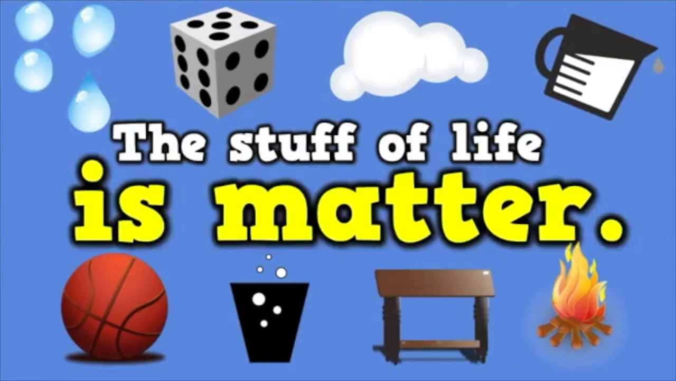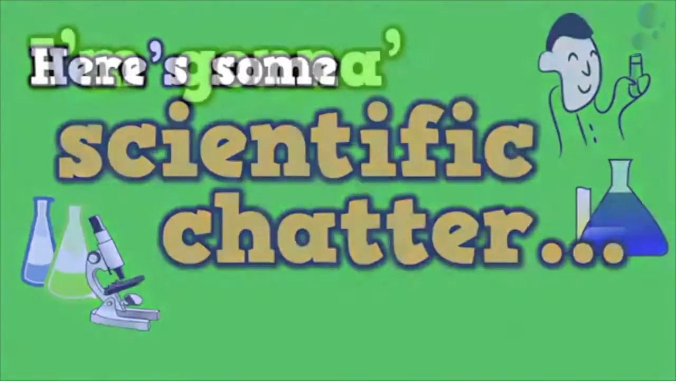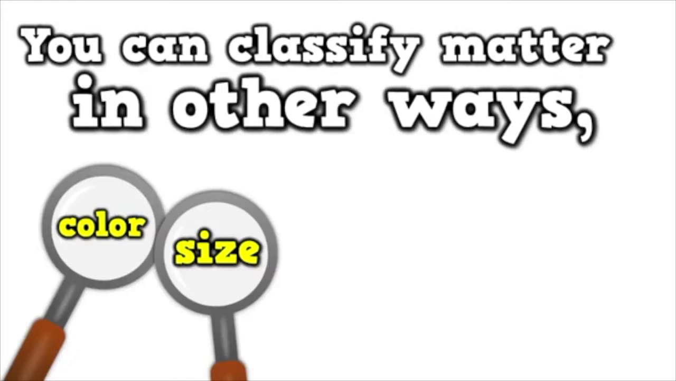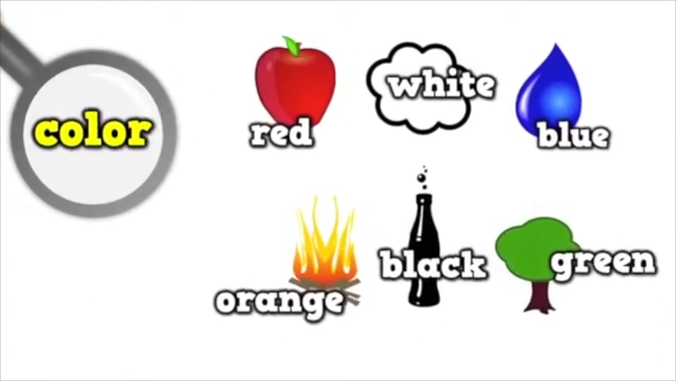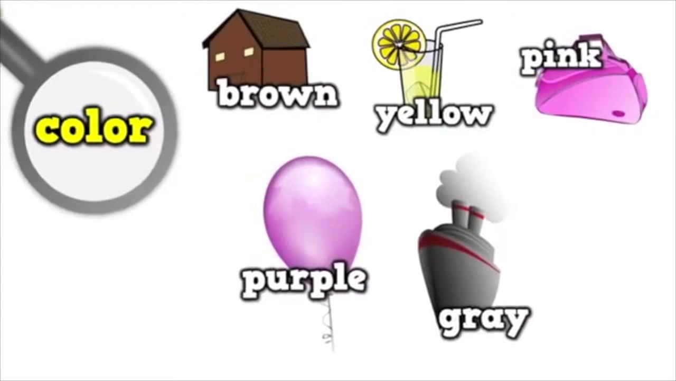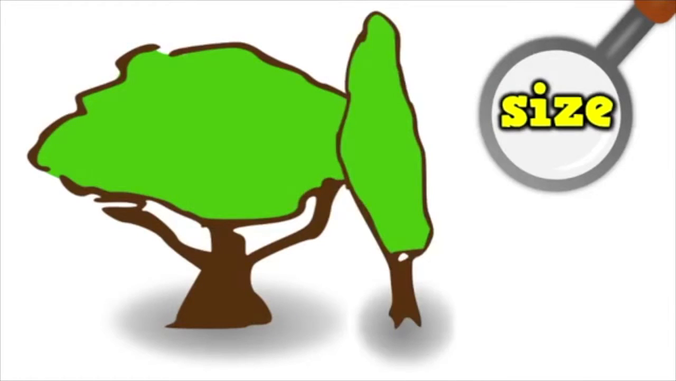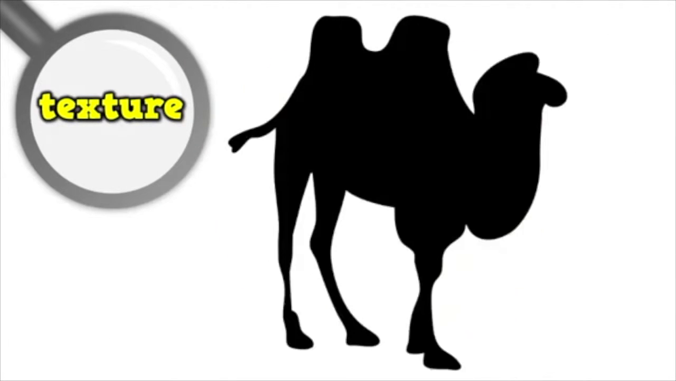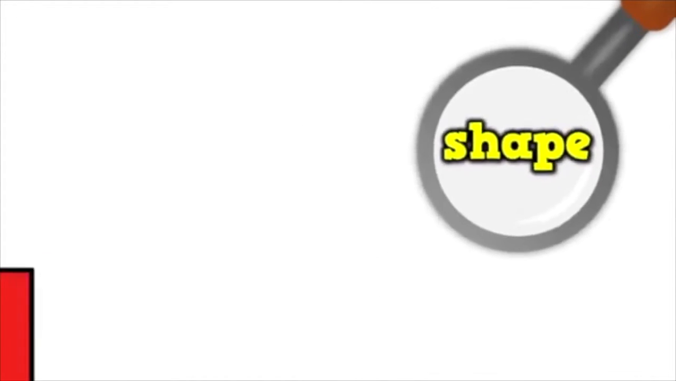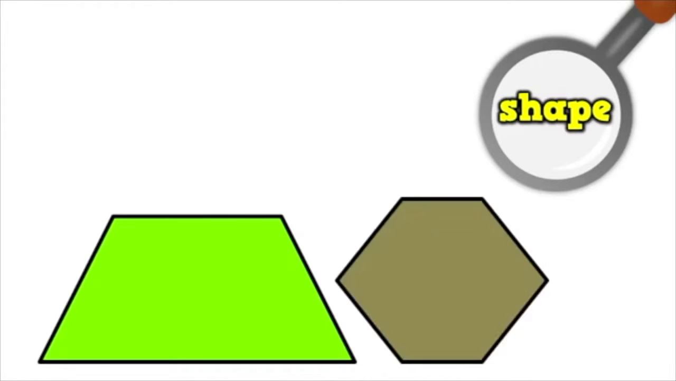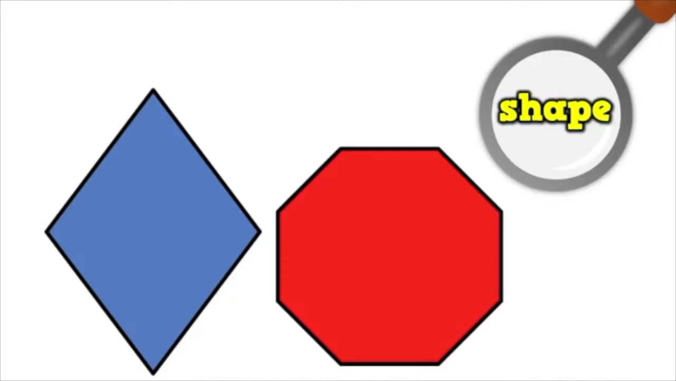You can classify matter in other ways, like by color or size or texture or shape. Like color: red, white, blue, orange, black, green, brown, yellow, pink, purple, gray. You see, like size: big, small, or medium, skinny or wide, thick or thin. Like texture: spiky or furry or smooth or bumpy or soft or rough or lumpy. Like shape: square, circle, rectangle, star, oval, or triangle. Trapezoids and hexagons, diamonds and octagons.